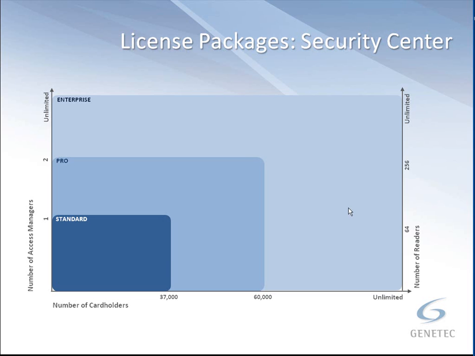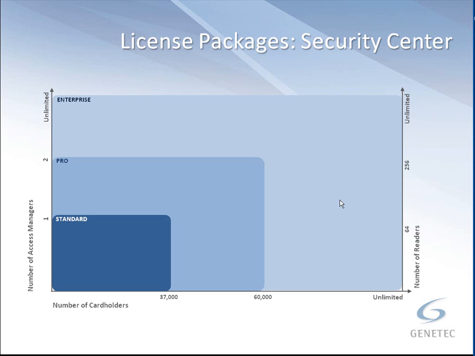Now, looking at what is included as parts of the standard package, including Synergis, we have a maximum of 1 access manager, 37,000 card holders, 64 readers, and we also have 5 client connections. The Pro package allows for a maximum of 2 access managers. We have 60,000 card holders and 256 readers. And we can also have up to 50 client connections.